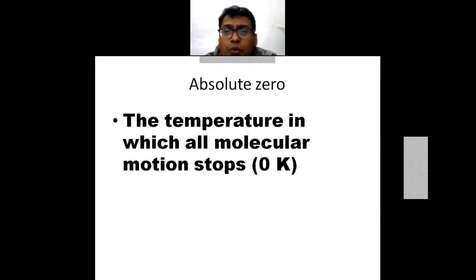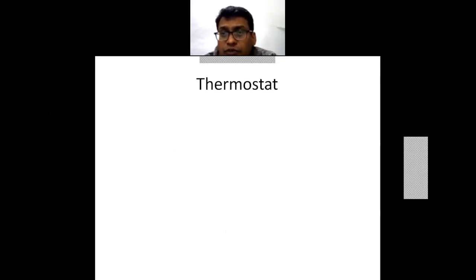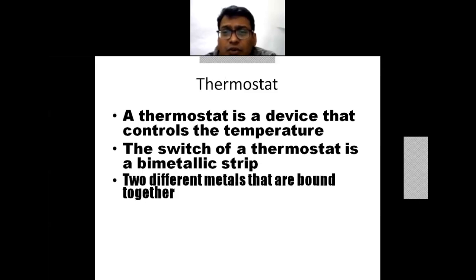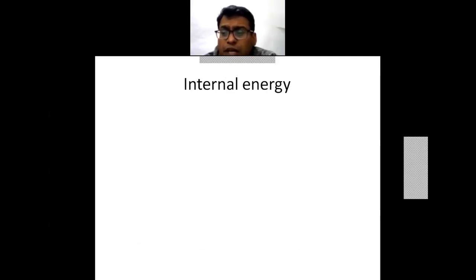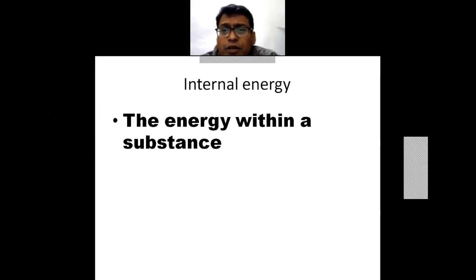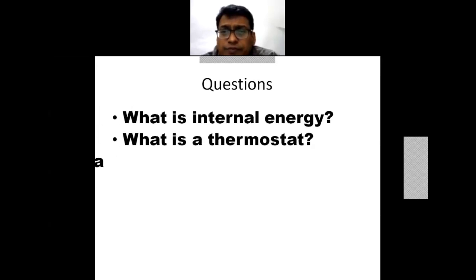So absolute zero, we know, is the temperature at which all molecular motion stops: 0 Kelvin. That is your absolute zero. A thermostat is a device that controls the temperature. The switch of a thermostat is a bimetallic switch: two different metals bound together expand at different rates when heated, and this is used as a switch in the thermostat. So internal energy is the energy within a substance.